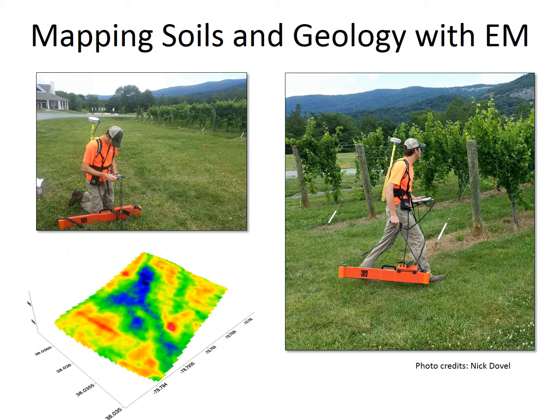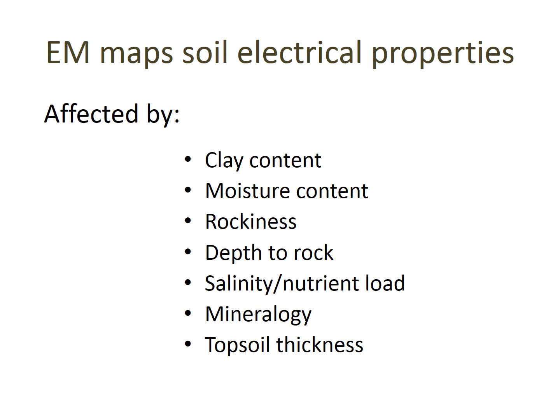The technique that I use the most is called electromagnetic induction, or EM mapping. The instrument itself is attached to a field computer with a GPS antenna, and you can basically collect soils data as fast as the field worker can walk. Now, the data that you collect with the instrument are related to soil electrical properties. So you are essentially creating a map of soil electrical conductivity.